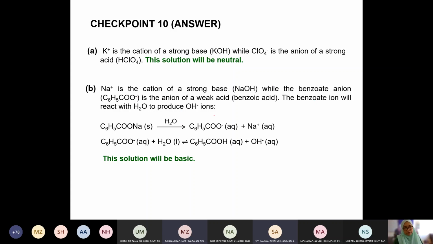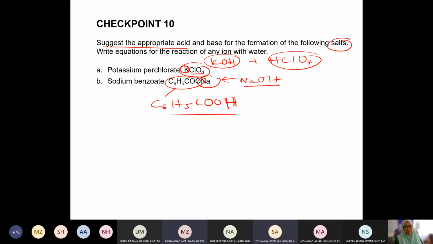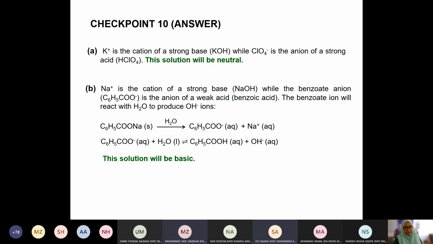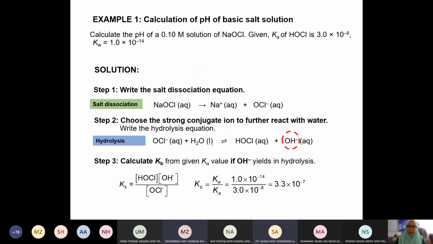Prediction the benzoate ion ni kata suruh suggest the appropriate acid and base, but this one does not include any acid and base. Kan? Kata suruh suggest tadi. Tak apalah. Dia pun lupa katnya. Alamak. Sikit lagi guys, nak cara kira, okay? Cara kira, and then we are done with this salt hydrolysis. Next, tomorrow will be another subtopic.